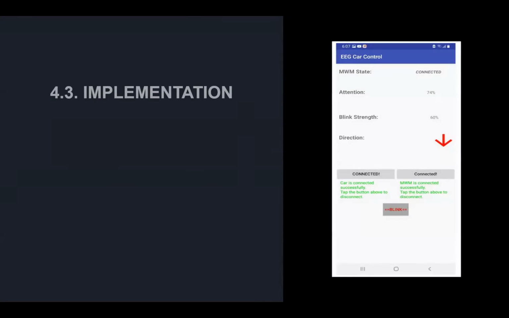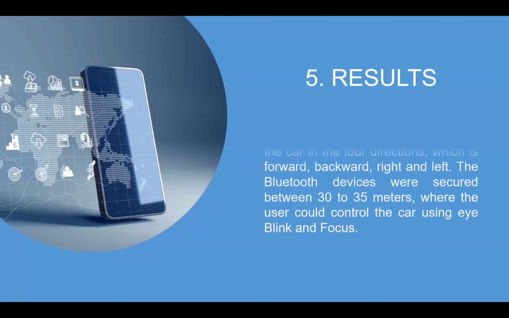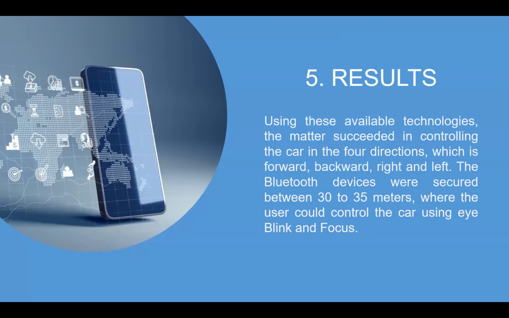When every connection is complete, the interface shows the user the attention value, blink strength value, and direction. Now the car is ready to move; just blink to choose the direction and the car moves. Result: using this available technology, the team succeeded in controlling the car in 4 directions, which are forward, backward, right, and left. The Bluetooth range was secured between 30 to 35 meters, where the user could control the car using iBlink and focus.